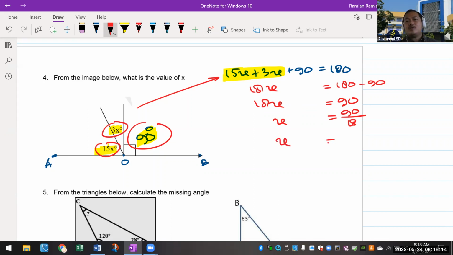So this is x equals, again guys, 90 divided by 18 is equal to 5. There you go, you have the final answer.